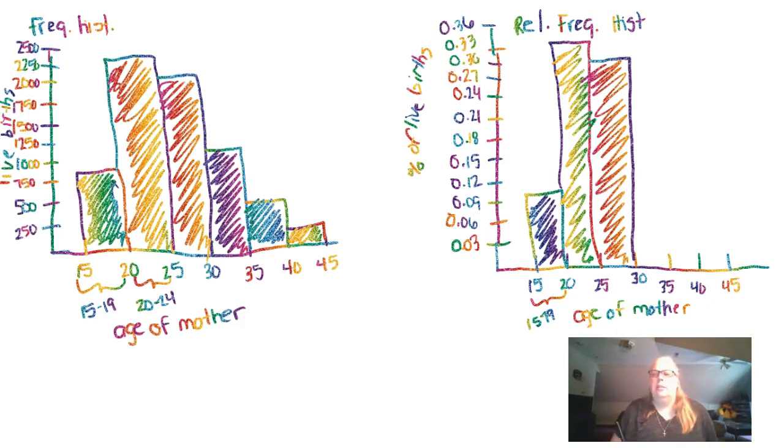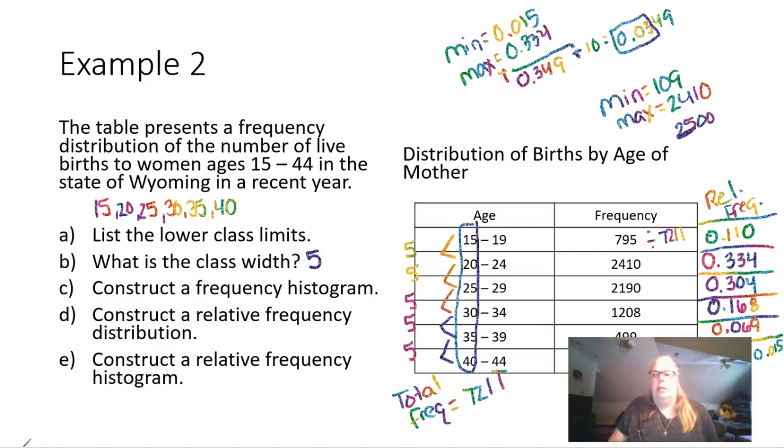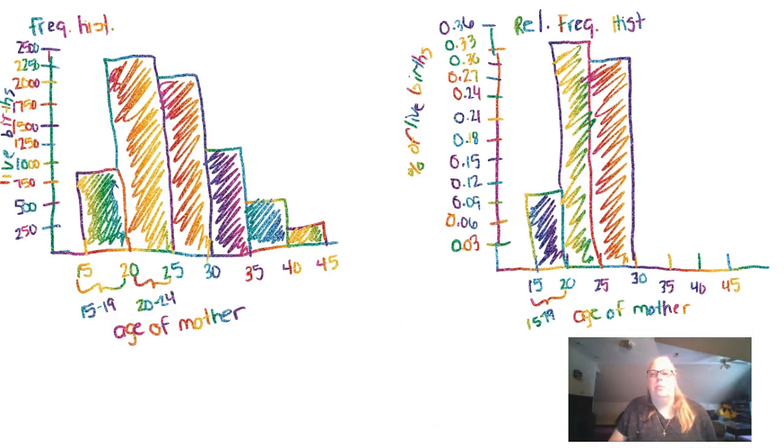And coloring them in is not necessary. It just kind of makes the histogram easier to read. And if you can do them in different colors, that makes it even easier to read. 30 to 34, we've got 0.168. 0.16 is going to fall here between 0.15 and 0.18. So we're going to bring this one across, drop it down to the 35s, and color this bar in.